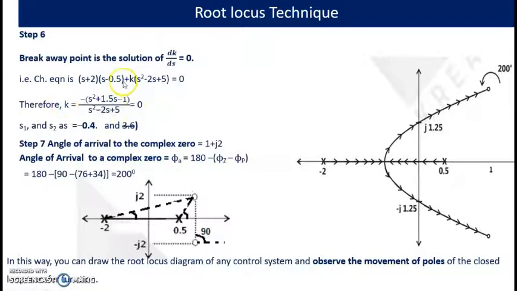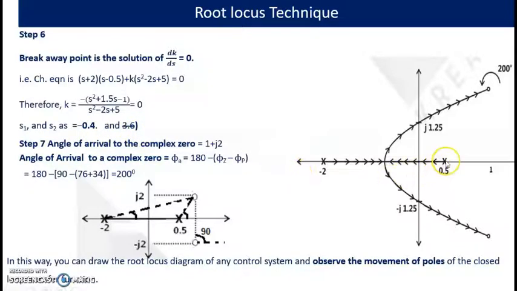Then you have to find dk by ds and equate it to 0. Then that value, numerator is equal to 0. From that equation you can find the values for s1 and s2. So solve for this. First find dk by ds equal to 0, then solve for the roots. So you will get two values, minus 0.4 and 3.6.